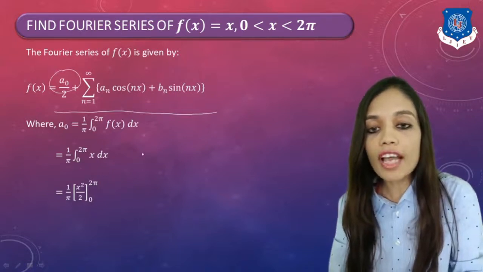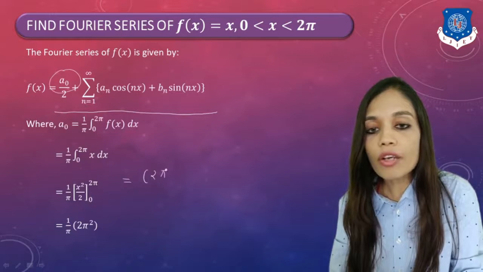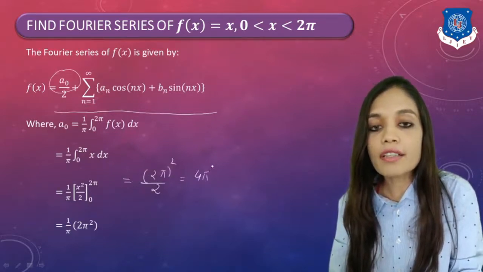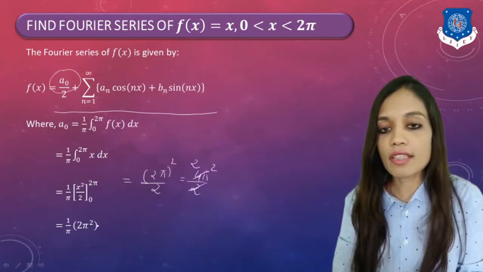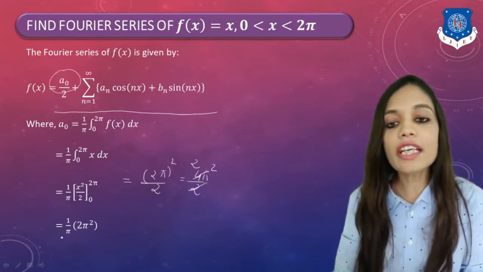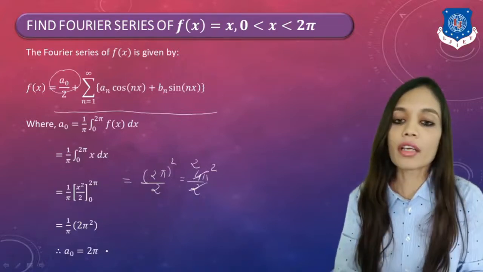So when you put the value as 2 pi, it will be equal to (2 pi) whole square upon 2. So that is equal to 4 pi square upon 2. So finally it will be 2 pi square. If you put 0, it will be equal to 0. So finally our value of a0 is equal to 2 pi.